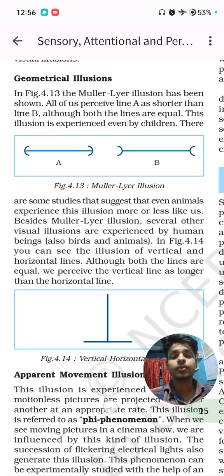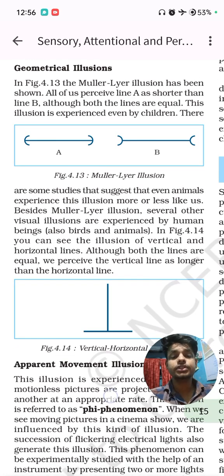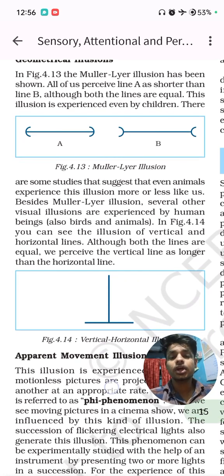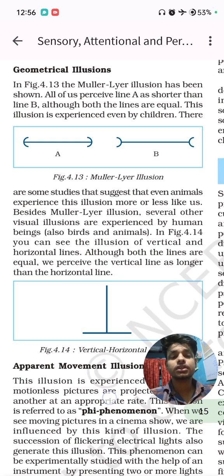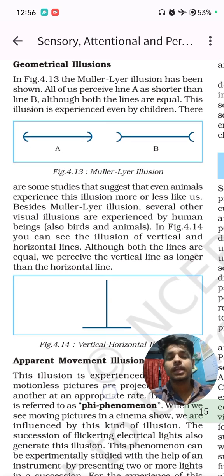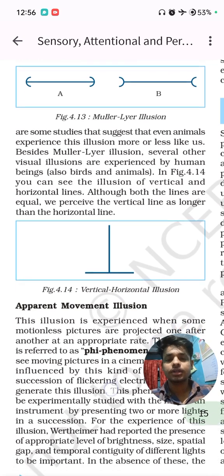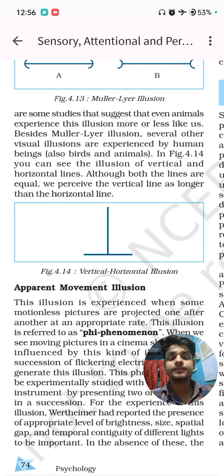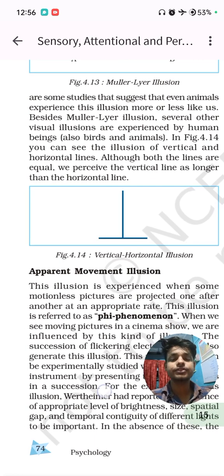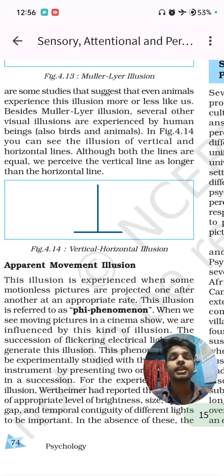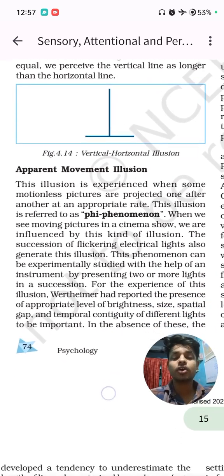Geometrical illusions. In Figure 4.13 the Müller-Lyer illusion has been shown. All of us perceive line A as shorter than line B, although the lines are equal. This illusion is experienced even by children. There are some studies that suggest that even animals experience the illusion more or less. Besides the Müller-Lyer illusion, several other visual illusions are experienced by human beings, and also by birds and animals. In Figure 4.14, you can see the illusion of vertical and horizontal lines. Although both the lines are equal, we perceive the vertical line as longer than the horizontal line.